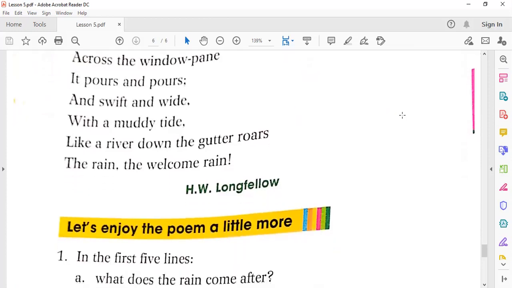Okay, H. W. Longfellow is the writer of this poem. So we feel so happy when we get the rain. Yes, no, dear students, that's what the poet explained to us clearly.